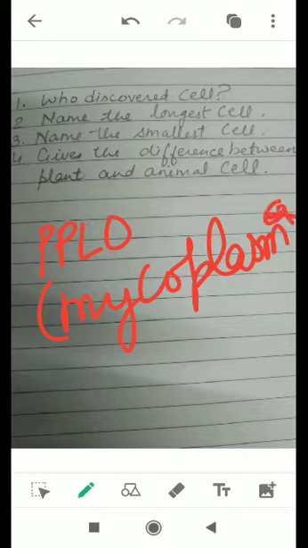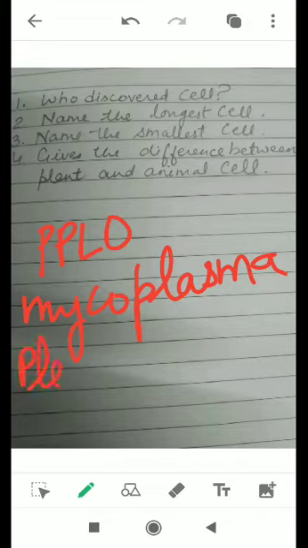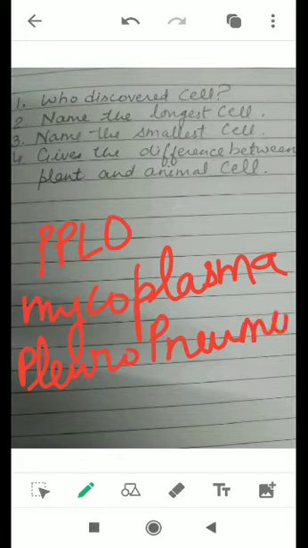Okay, mycoplasma. And the full form of PPLO is pleuropneumonia-like organism. See, I am writing mycoplasma again. And the full form, as I have already discussed in the live class also, is pleuropneumonia-like organism.